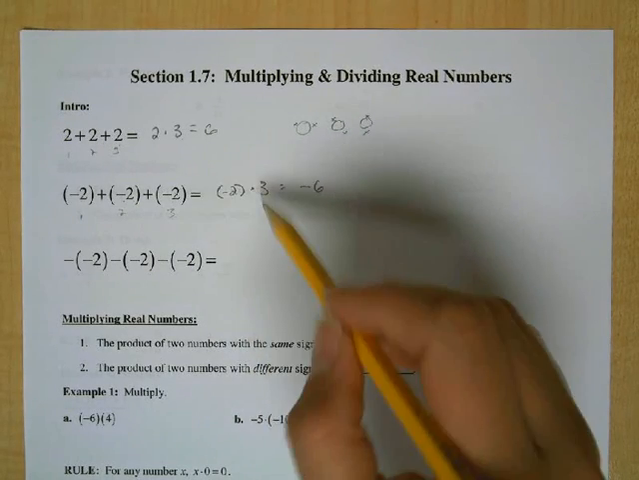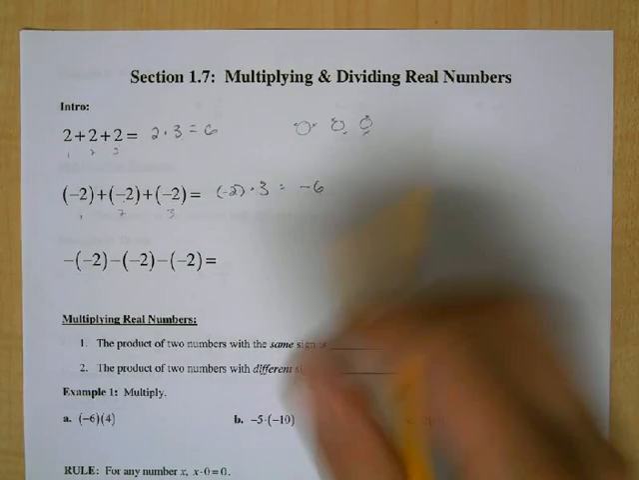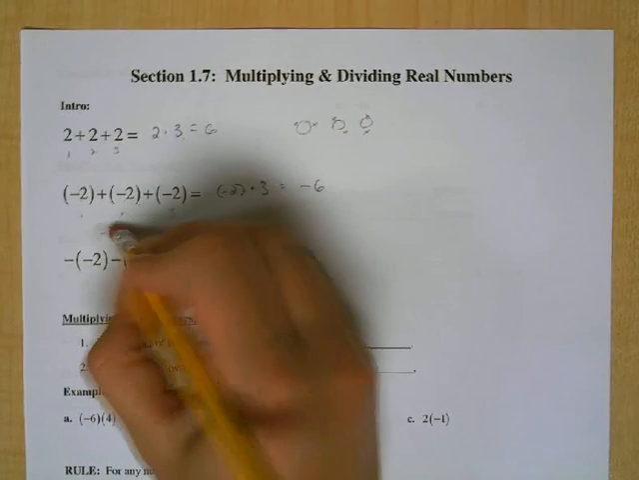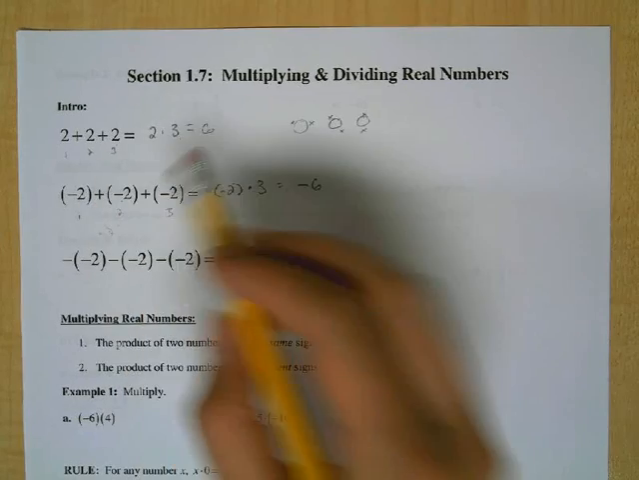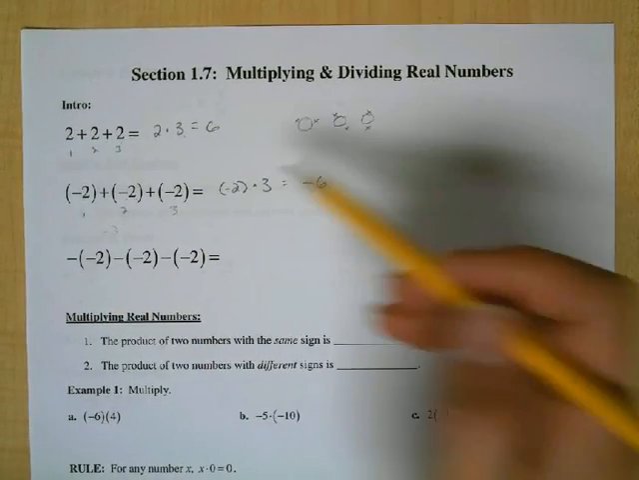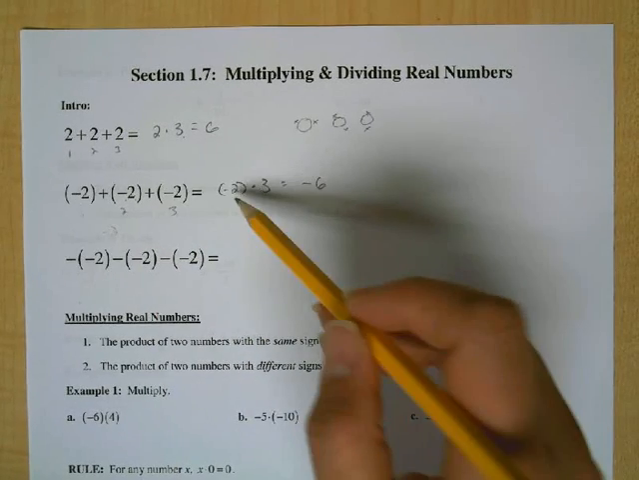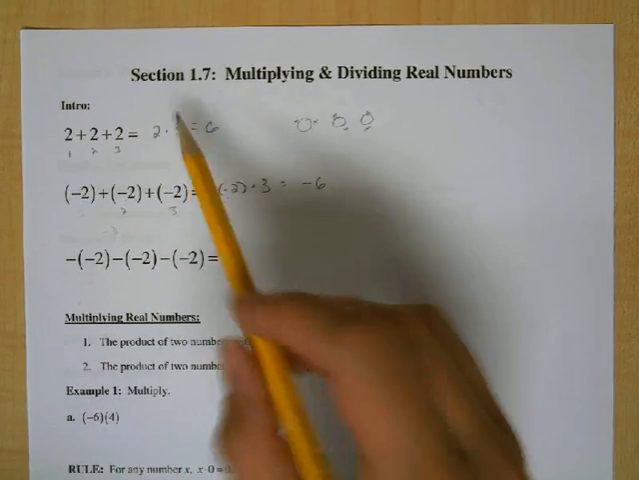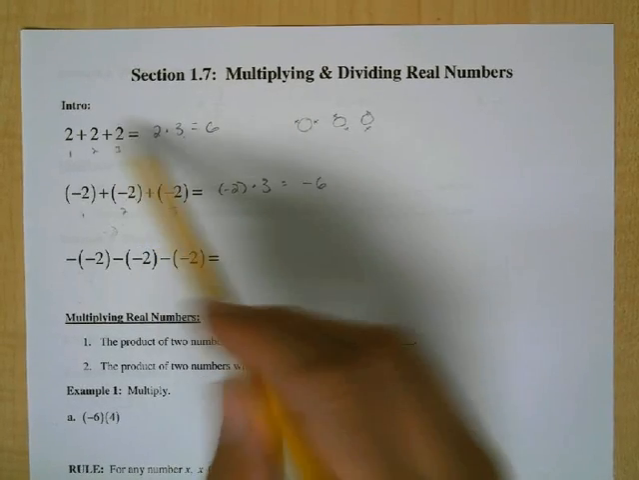This is just a demonstration. Negative 2 plus negative 2 plus negative 2 is equal to negative 6, and I don't need to write it twice. It's just to show why, when I multiply a positive by a negative, I end up with a negative, and when I multiply a positive times a positive, I get a positive.